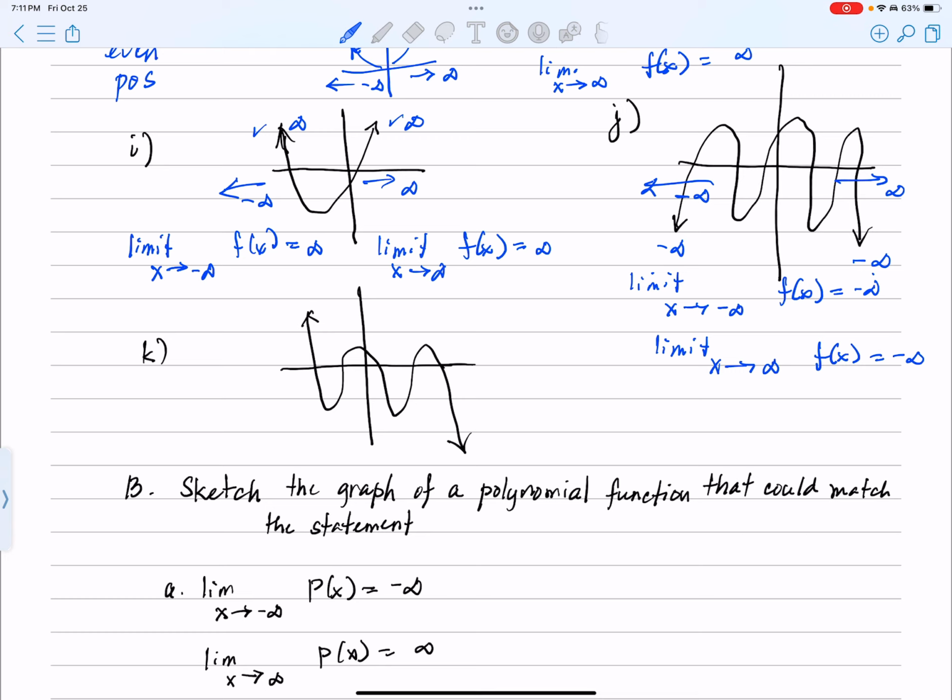All right. For K, if you look at the figure, the left is up, positive, and the right is negative.